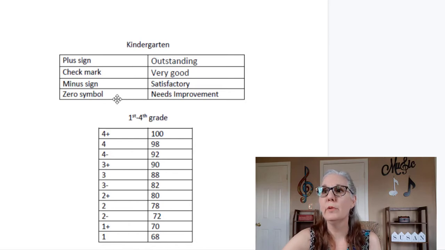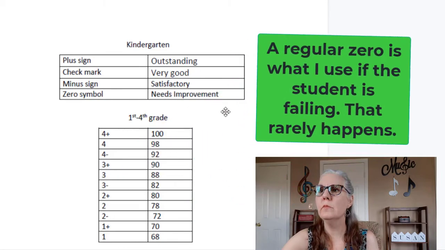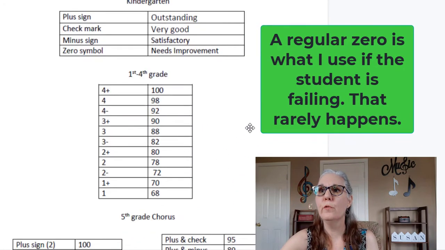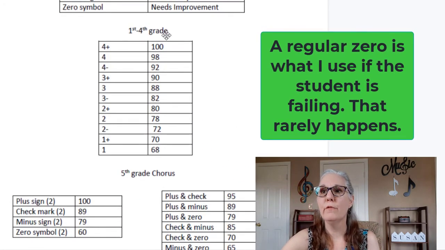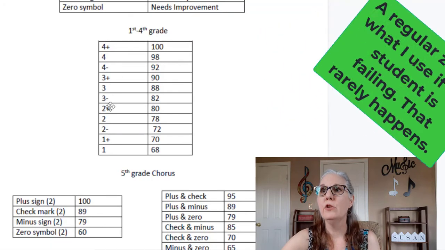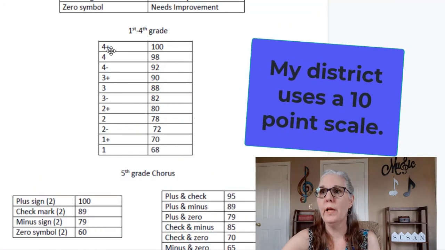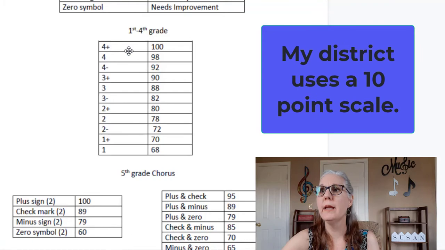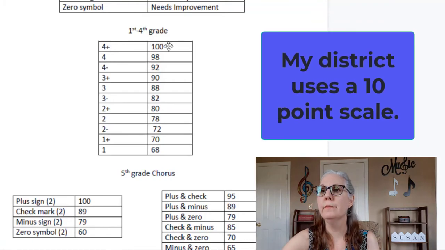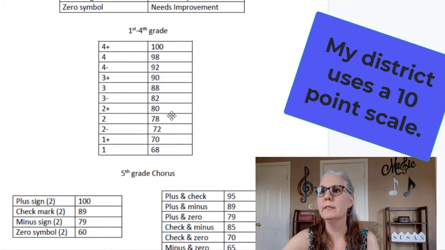So I've decided the plus sign stands for outstanding, the check mark stands for very good, minus sign is satisfactory, the zero symbol is needs improvement. Now for my 1st through 4th grade class, I have them on a 4-point rubric scale. And you can see that I've gone 4 plus is 100, 4 is 98, and so on and so forth, okay? You can look down the list and see what that is.